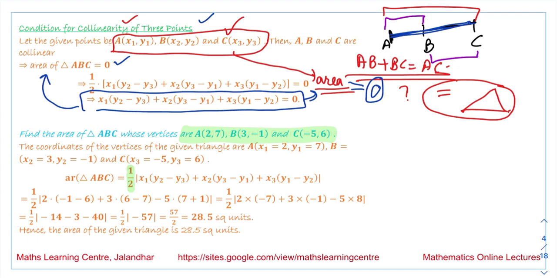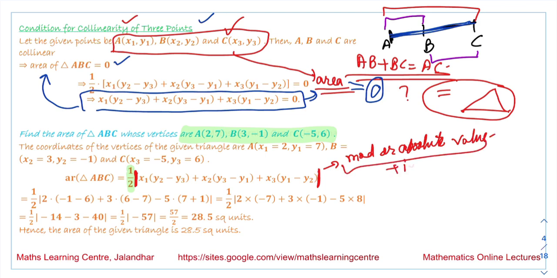The formula for the area is half, and this symbol is mod, or it is called the absolute value. This means we are considering only the positive value. We are not taking the negative value. Up to this point you can consider it like this. In your next classes you will study these kinds of functions in detail.